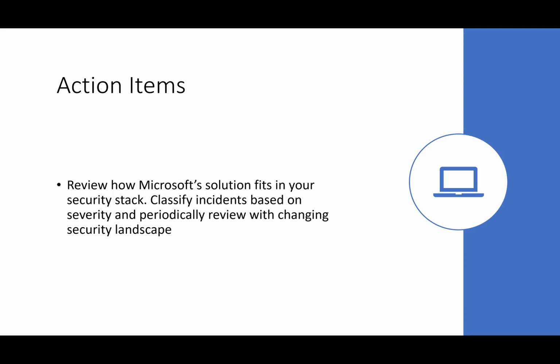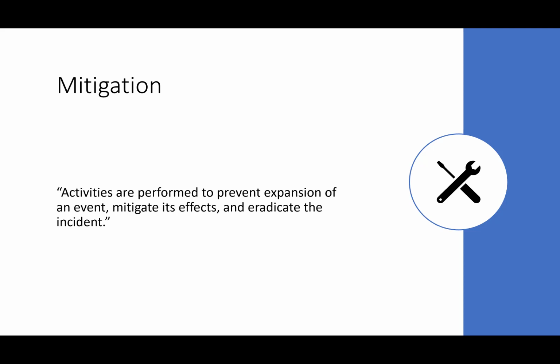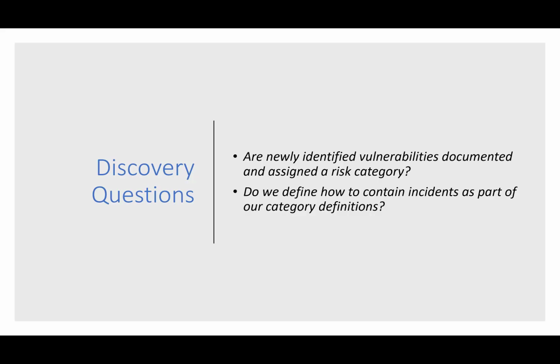These new security features that come as part of M365 Business may be something that you can integrate very easily, or you've had existing legacy systems in there that it's going to be a little bit harder to configure. But look at classifying these incidents based on severity and periodically review those. The landscape's shifting. Rely on Microsoft and all of their data that they're collecting in a certain sense to shift with them. They provide reports. They have a lot of great technology out from the security standpoint, but definitely incorporate this into your entire security stack. Mitigation here: activities are performed to prevent the expansion of an event, mitigate its effects, and eradicate the incident.